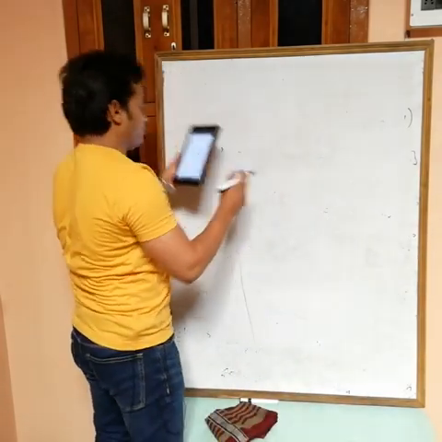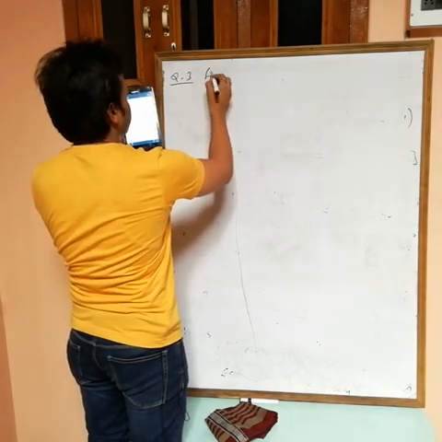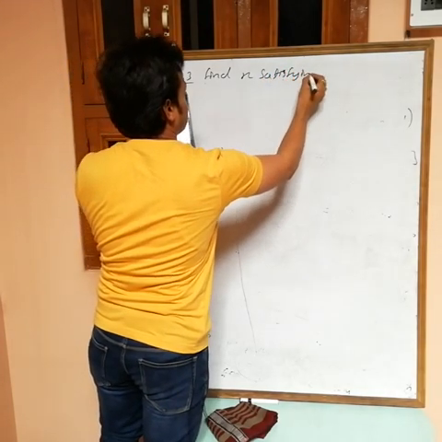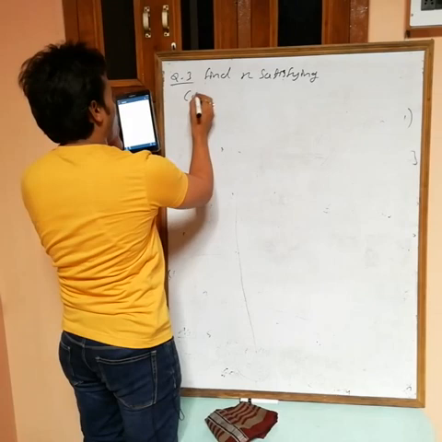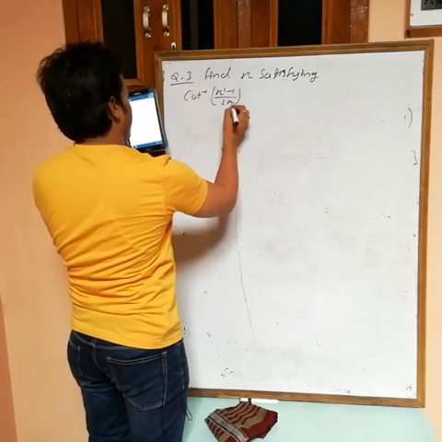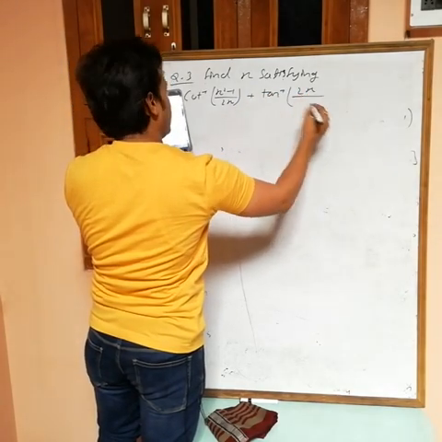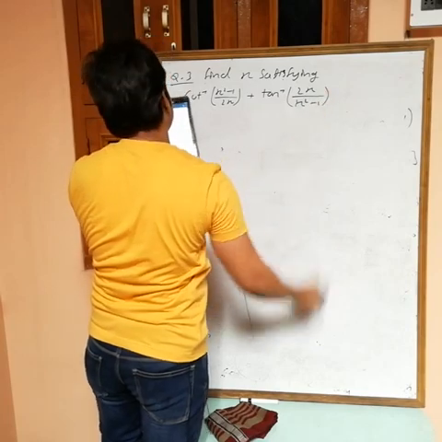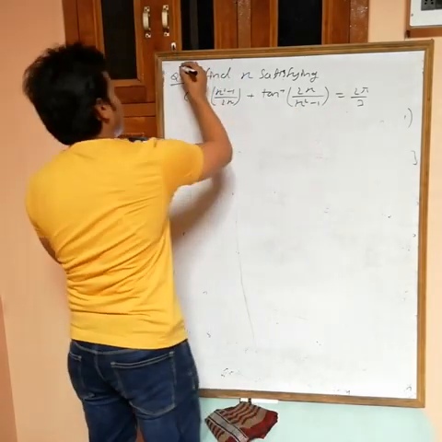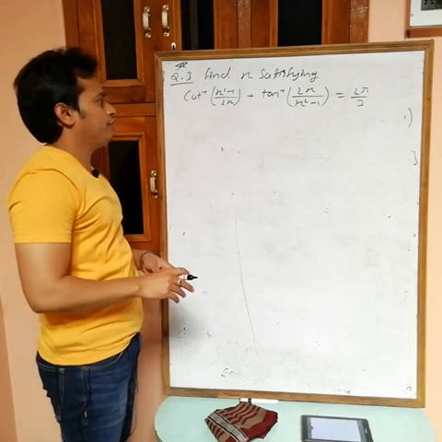Okay, now next question. Here you find x satisfying cot inverse of (x square minus 1) by 2x plus tan inverse of 2x by (x square minus 1) equals 2 pi by 3. Now I want all values of x satisfying this one.